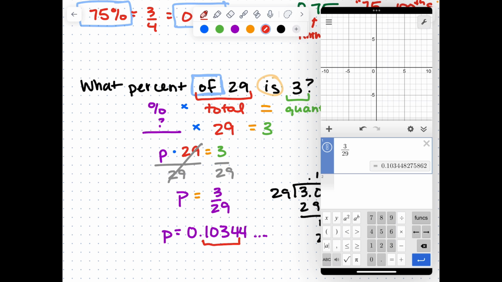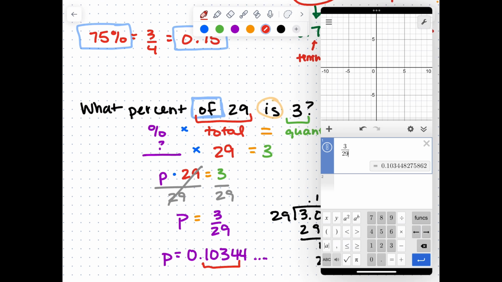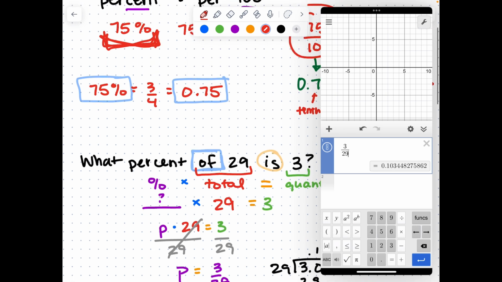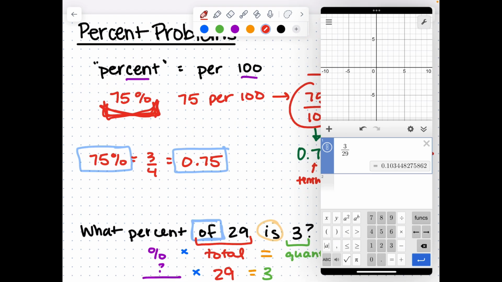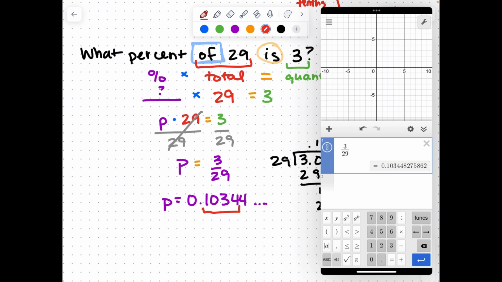But this is our decimal version. And if you look, we've got 0.10344, keeps going and going. But remember that idea of 75 100ths? We're looking at 10 100ths and then the 0.3444. So if you take this number and you multiply it by 100, then we end up with our percentage.